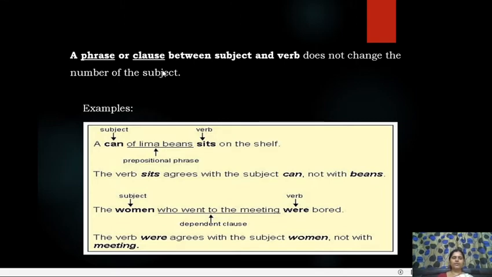So a phrase or clause between the subject and the verb doesn't change the number of the subject.